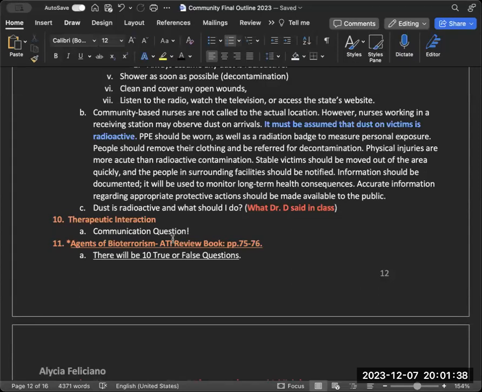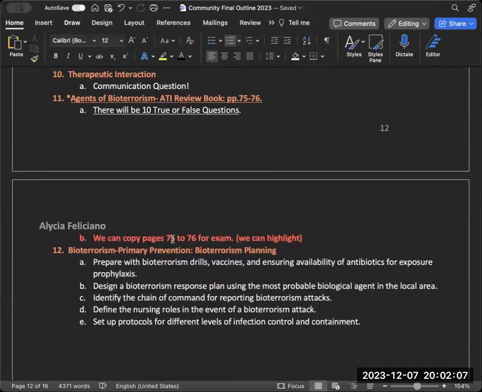So the question is like, a nurse suspects a patient comes in with dust and maybe they're on their way home. What should the nurse do? They should remove their clothes, put them in a double lined bag, and shower. Cover any open wounds. Stable victims should be moved out of the area quickly, and the people in the surrounding facility should be notified. Make sure there's appropriate documentation. And make sure that we have protective actions available to the public. Then she said there's going to be a question on therapeutic interactions, which is going to be a communication question.